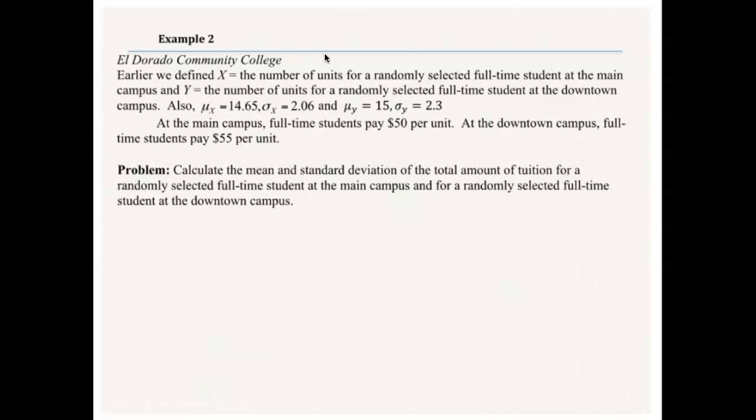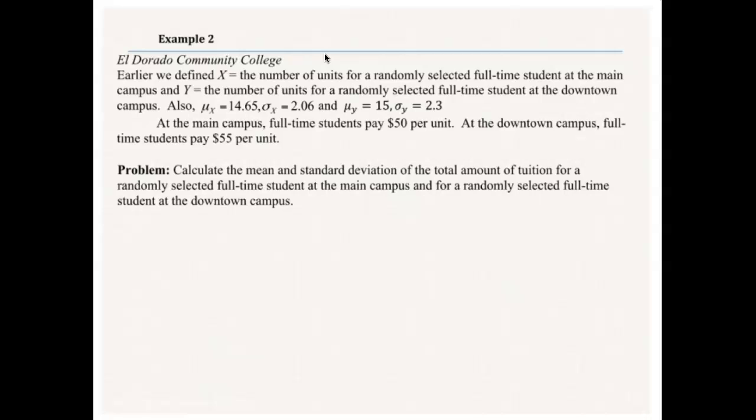So in earlier examples, we defined X as the number of units for a randomly selected full-time student at the main campus. And we're going to call Y the number of units for a randomly selected full-time student at the downtown campus. At the main campus, a full-time student pays $50 per unit. At the downtown campus, full-time students pay $55 per unit.